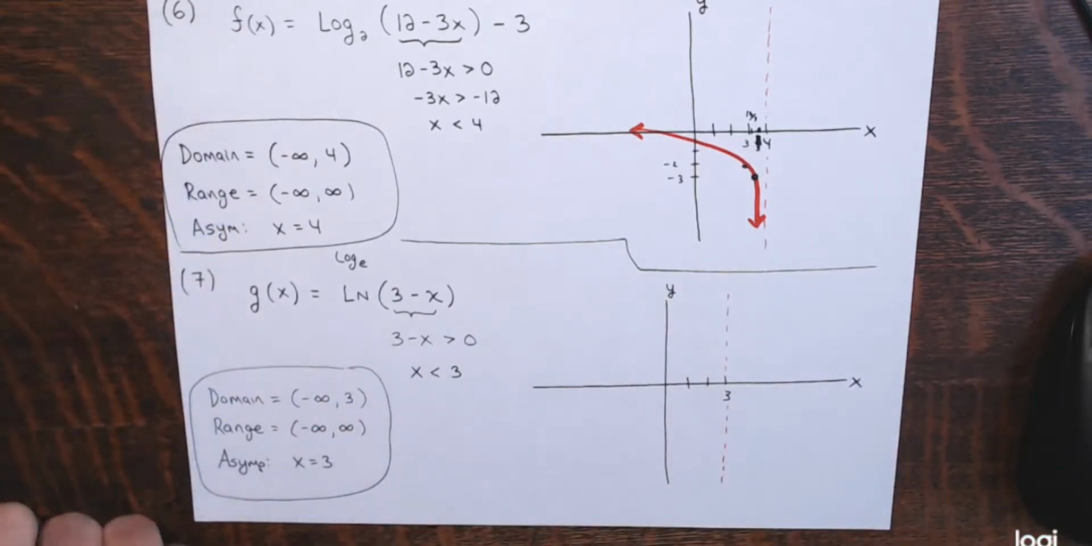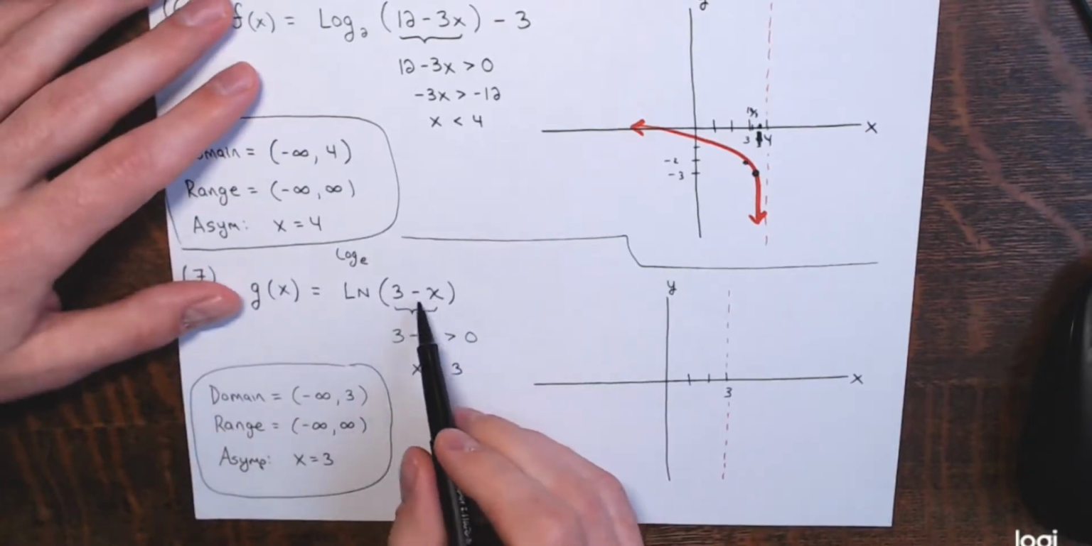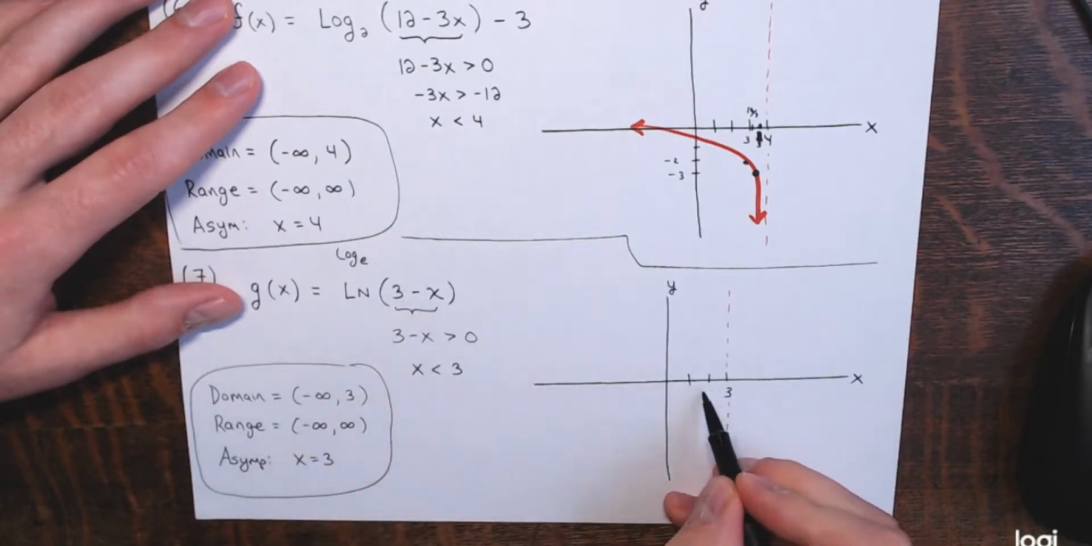Now base e, obviously if I plug in 2, I'll get the natural log of 1, which is 0. So (2, 0) is on the graph.